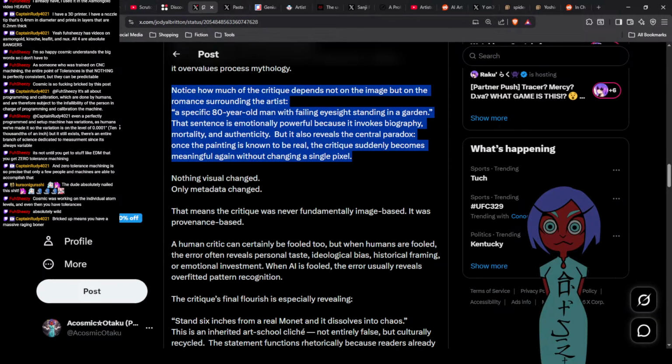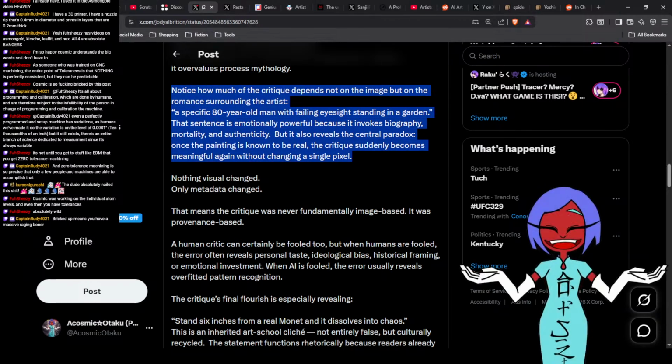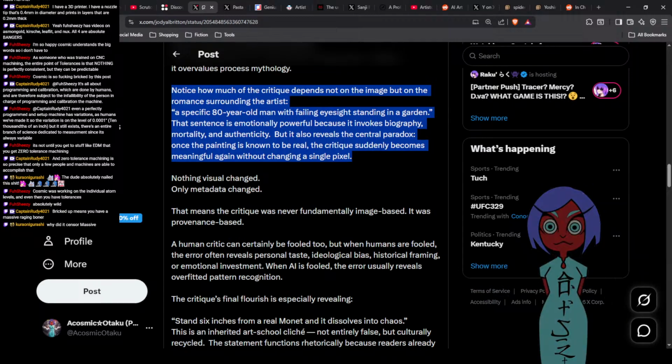Let's see here. Notice how much of the critique depends not on the image, but on the romance surrounding the art. Yes! It's the mystification. There is this mystical perception people have about artists, right? Because to a certain extent, to reduce chaos into order is kind of magical. That's why people sometimes see AI as a little bit like sorcery, because it kind of is. I literally speak words, and depending on how well I speak words for my vision, we move from a cloud of pure potentiality into a concrete actuality.